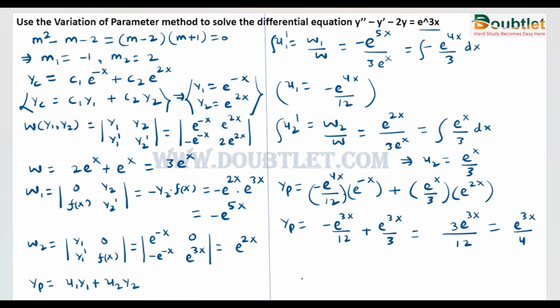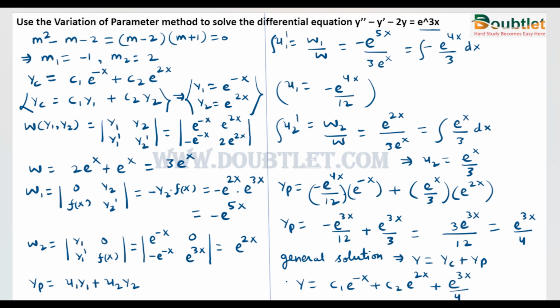This is yc. So now to write the general solution, we can write y is equal to complementary solution plus particular solution. So y is equal to c1 e to the power minus x plus c2 e to the power 2x, and the particular solution is e to the power 3x divided by 4. So this is the general solution, and we have found this by using the variation of parameters method.